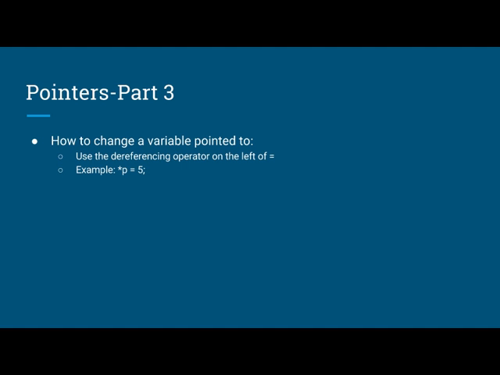So how do we change the variable that it points to? It's simple. We just use the dereferencing operator on the left side of the equal sign. For instance, if I want to change what t points to to 5, all I need to do is asterisk t equals 5, and that's it. You don't need to know what t points to. You just assign 5 through the pointer, and the system will update the value that it points to.